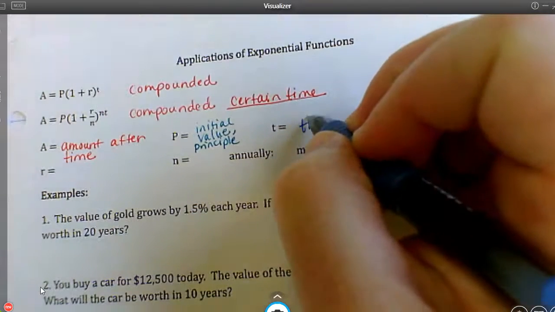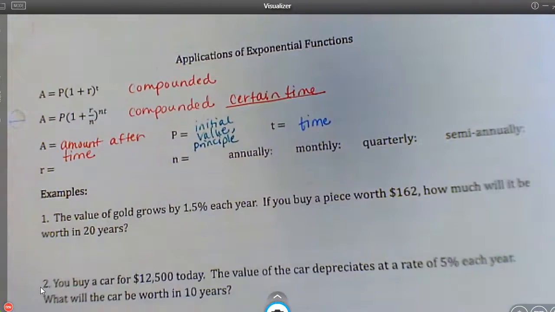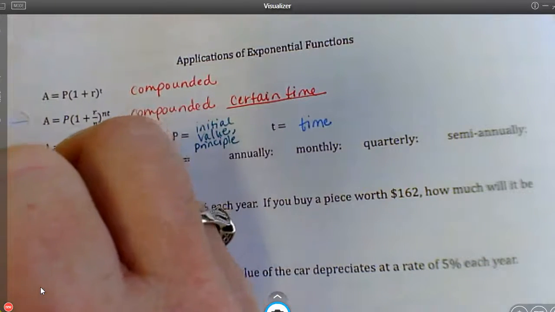T represents the time. And in most cases, it'll tell you that we're looking at the time after 5 months, or we're looking at the time after 20 years. So you just have to read the problem and figure out where that time comes into play. R is your rate.